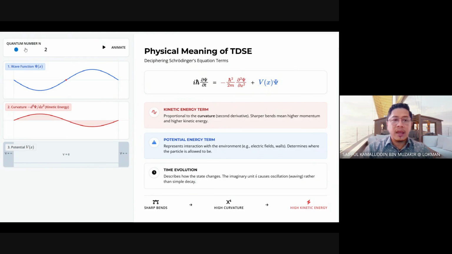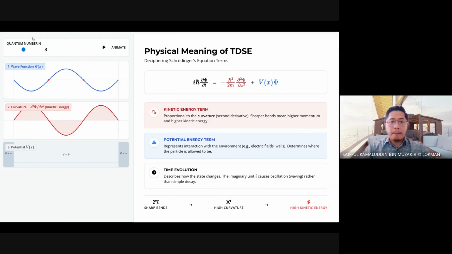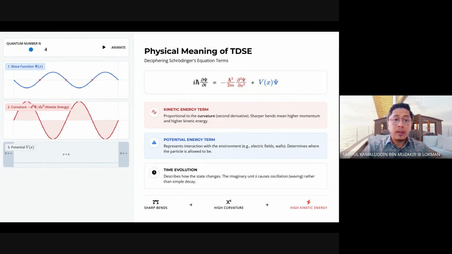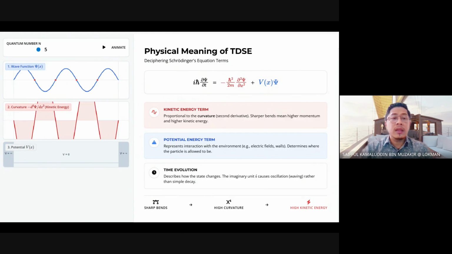And how about n equals 3? See, it's even curvier, if that is a word. The nodes become 2. How about 4? The nodes become 3. Then the curvature becomes more and more curvy. And if you click on increasing, you could see that it goes up to 5. It becomes more and more curvy.